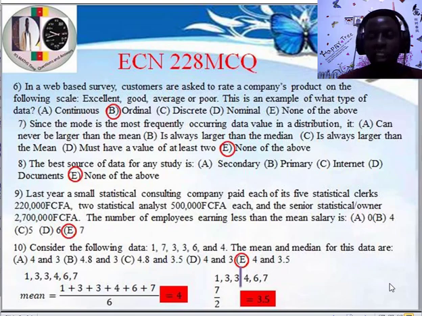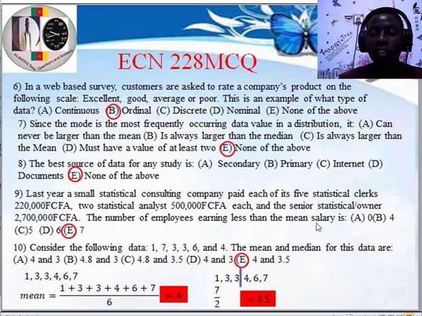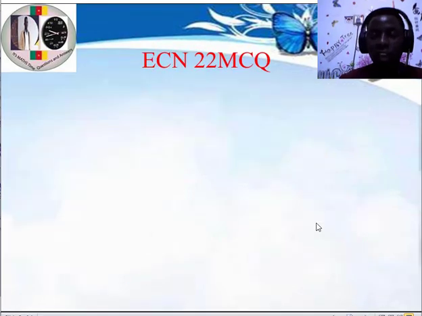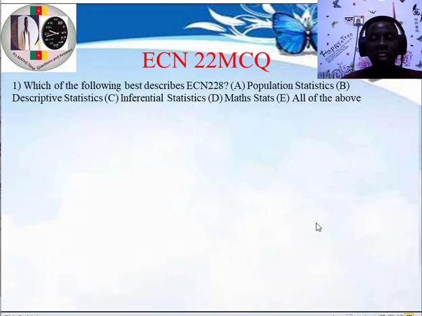Without much ado, let's dive into the first question. So today the question number 1 says, which of the following best describes ECN228? As we know already, ECN228 is a course that is dealing with statistics. So what type of statistic is it dealing with?